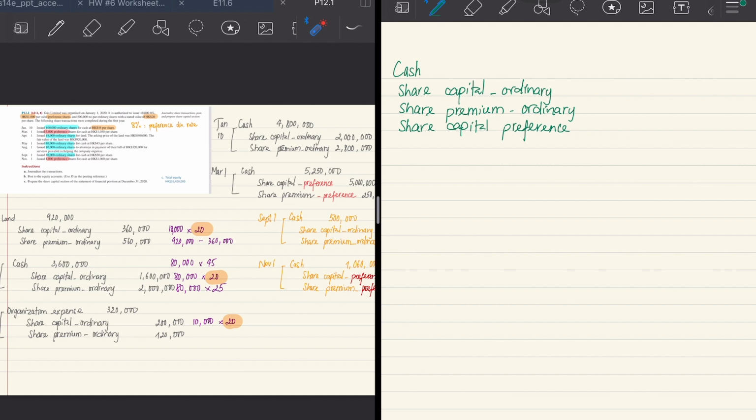And this also has share premium preference. But which ones belong to equity? Of course, you already learned the equation that assets will be equal to liability plus equity. So in here we only pick up the accounts that belong to equity, that's the share capital. Yes, for this one. We do not pick up cash because cash belongs to assets.